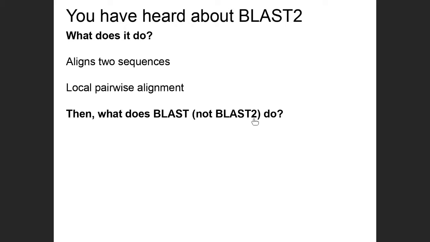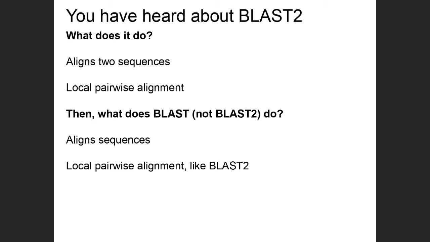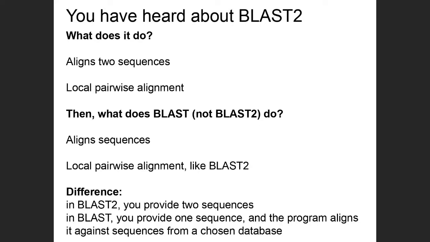It's like, maybe you're going shopping on Amazon, and you type some keyword, and what the website is doing is looking in its millions or billions of items, do I have anything that matches your search? So it aligns sequences, still pairwise like BLAST2, but the difference is that you don't provide two sequences, you provide one, and then it looks against the database. Does Amazon have something that matches the thing you're looking for?